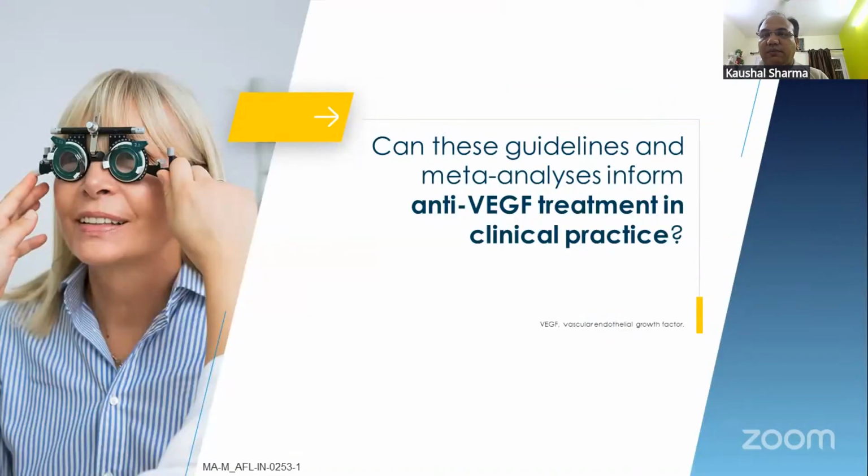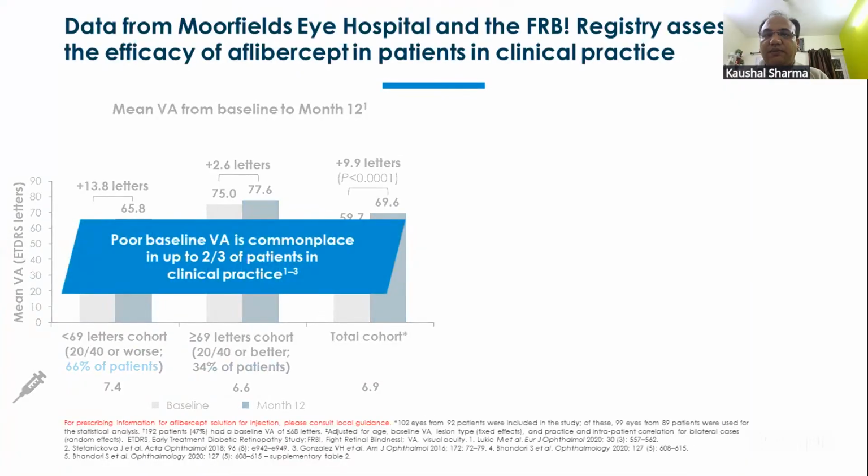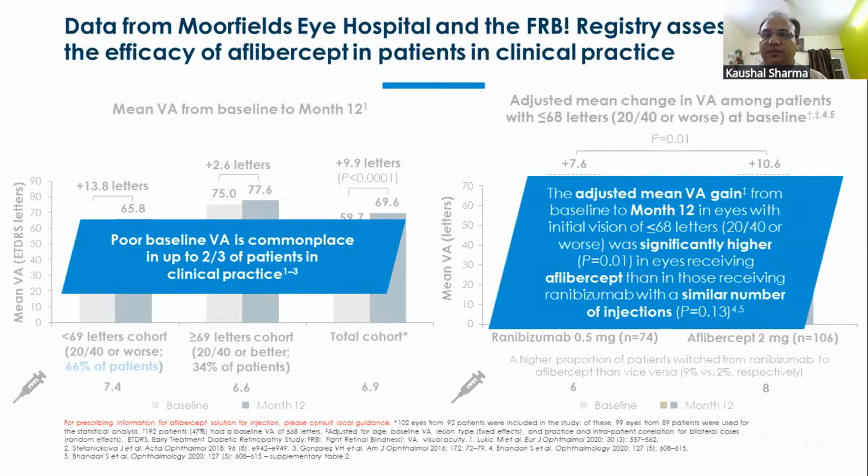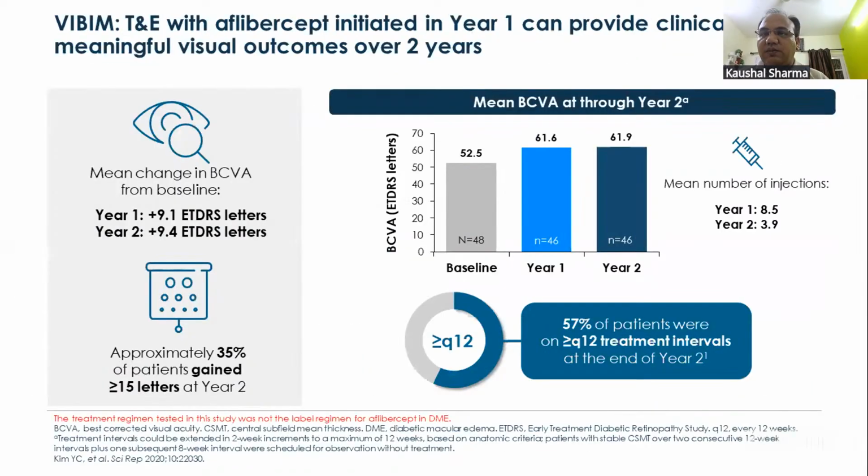Can these guidelines and meta-analyses inform anti-VEGF treatment in clinical practice? Data from Moorfields Eye Hospital and the FRB registry assess the efficacy of aflibercept in patients in clinical practice. Poor baseline visual acuity is commonplace in up to two-thirds of patients in clinical practice. Next.